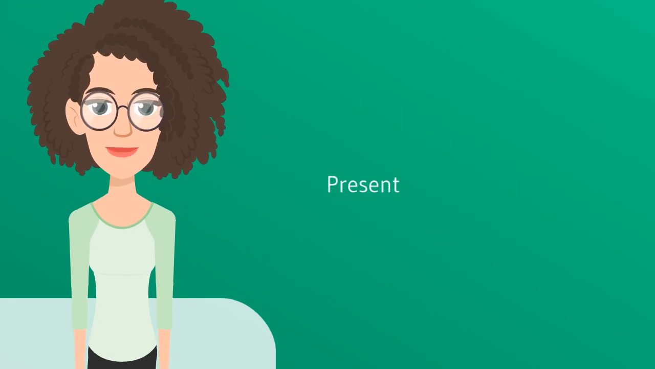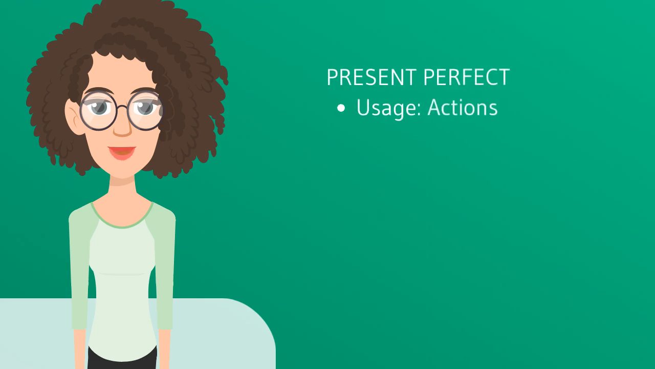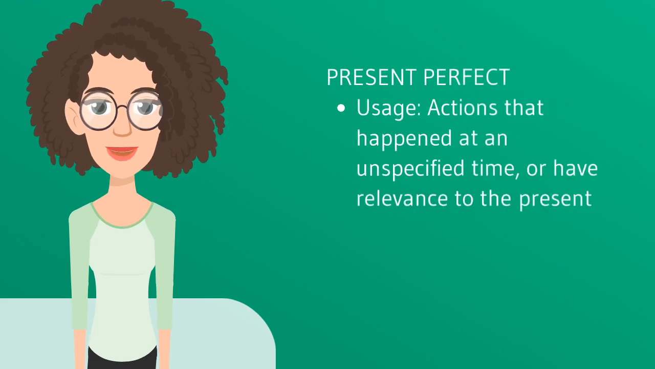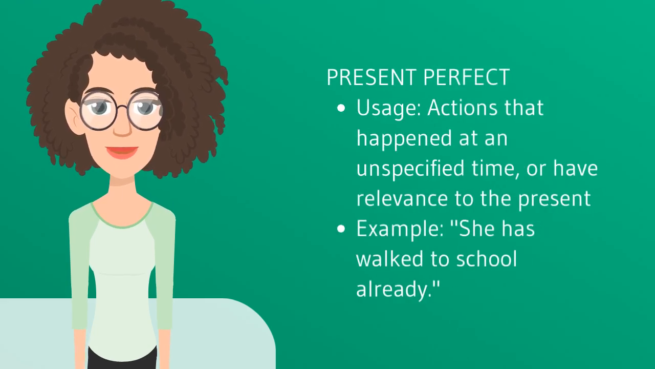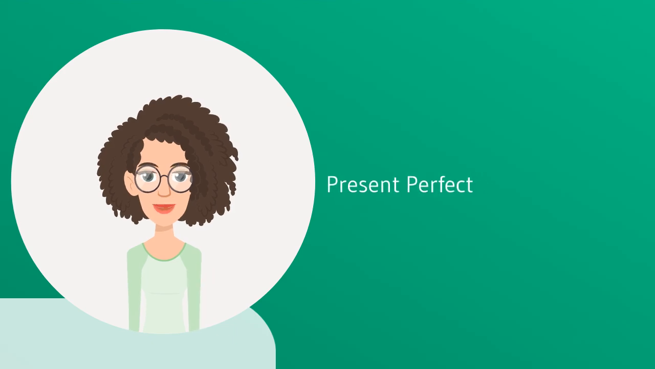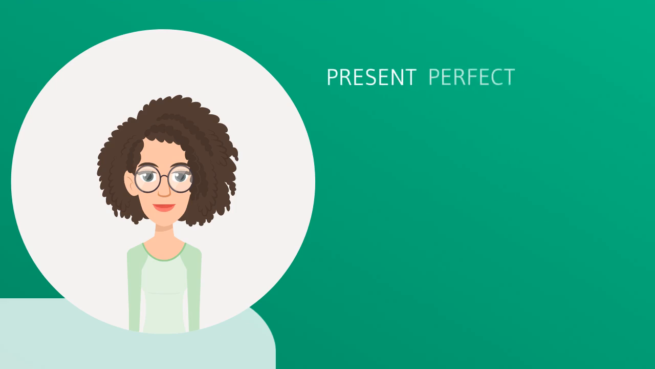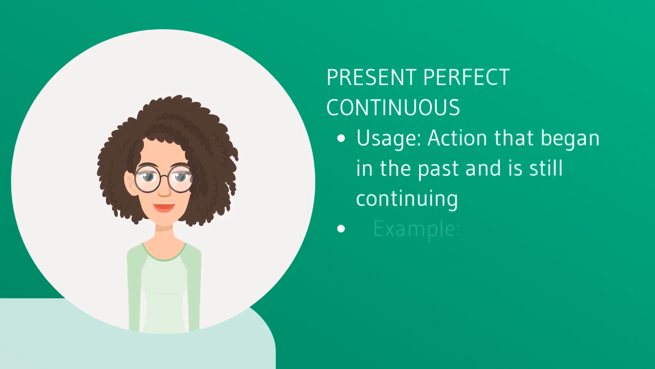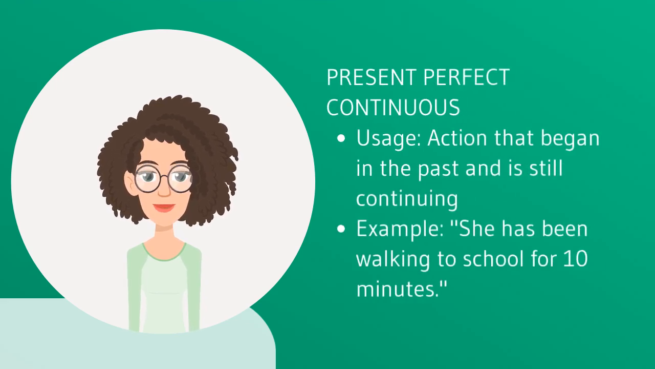Present perfect. Usage: actions that happened at an unspecified time or have relevance to the present. Example: she has walked to school already. Present perfect continuous, optional/advanced. Usage: action that began in the past and is still continuing. Example: she has been walking to school for 10 minutes.